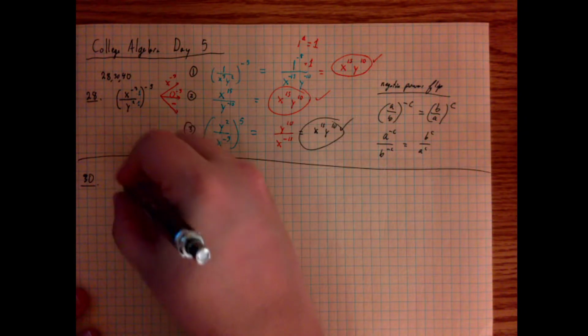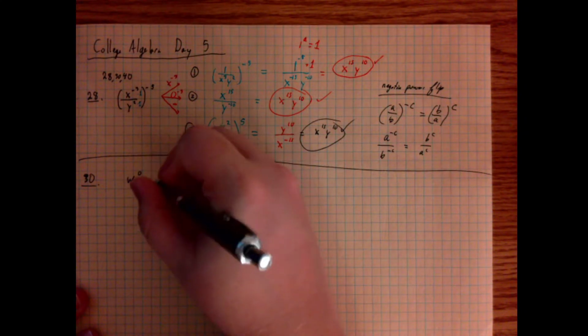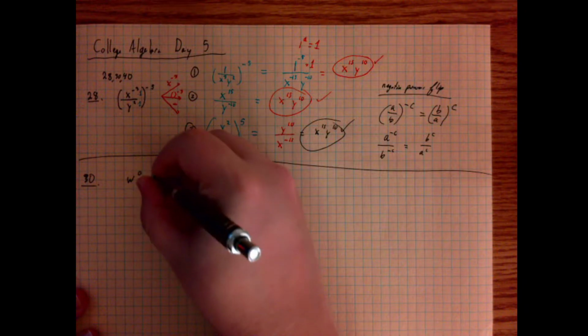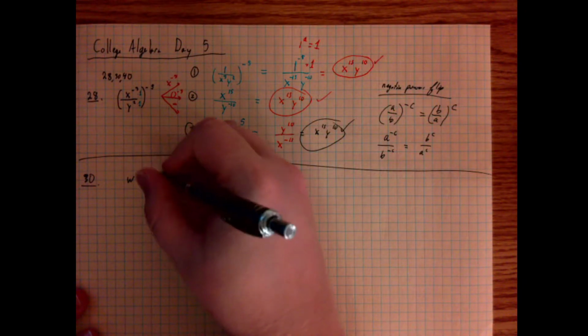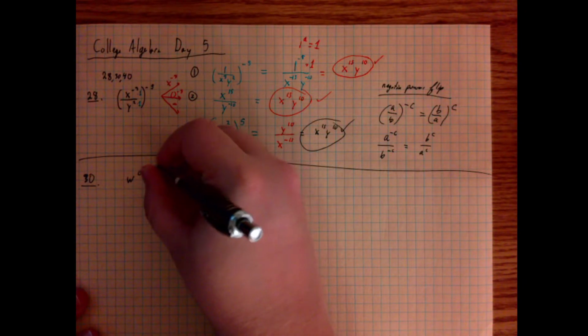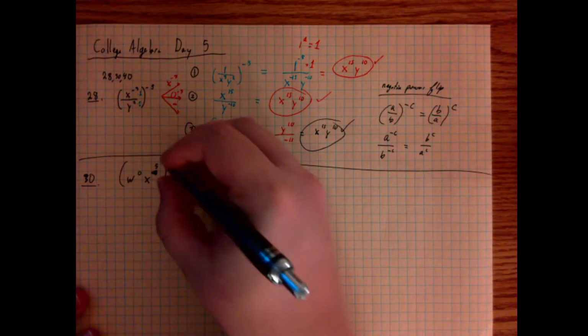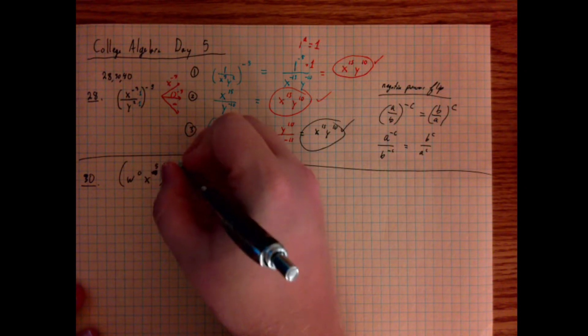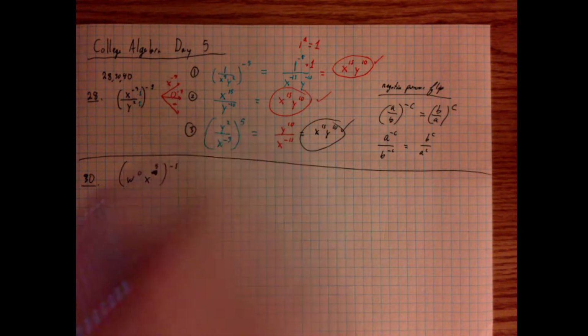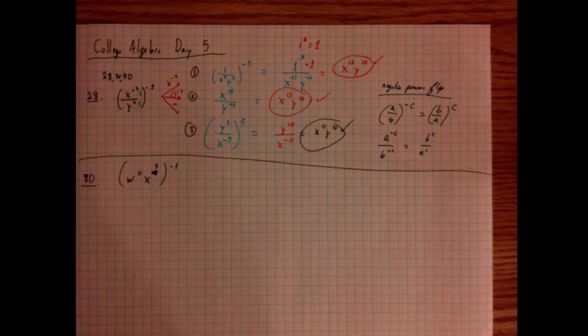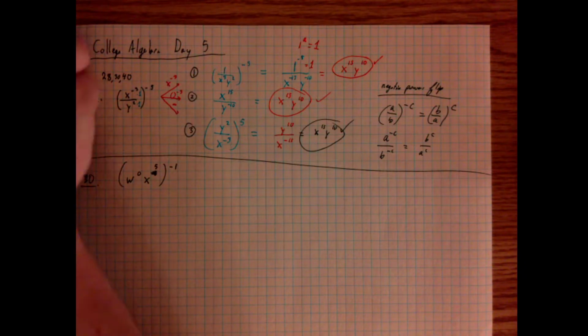Okay, number 30. We have w to the 0 power, x to the negative 5th power. Oh, no, sorry. That should be x to the positive 5th power, all to the negative 1st power. Okay, let's watch what happens. There are two good ways to do this problem.